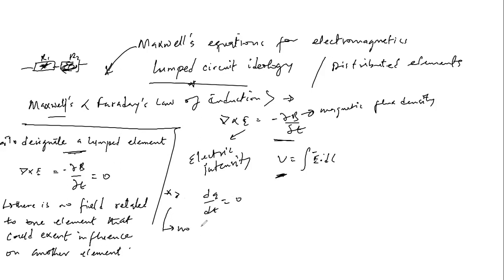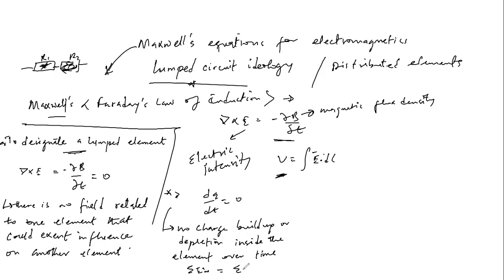So, meaning no charge buildup or depletion inside the element over time. And what we mean there is that the total current that goes into the element must be the same amount of current that goes out of the element. So it has no capacity to store it up, okay? So current must flow through it.